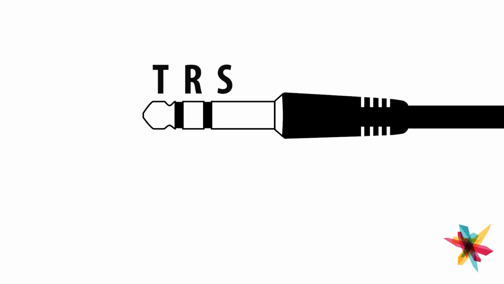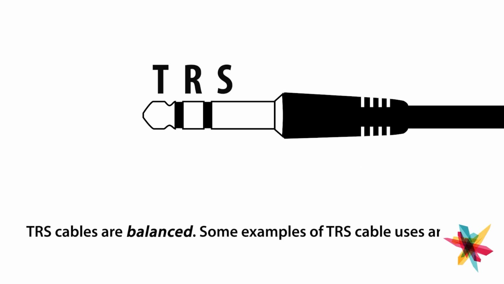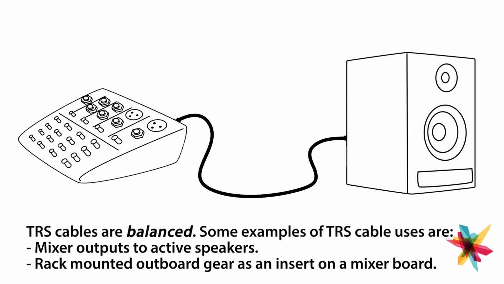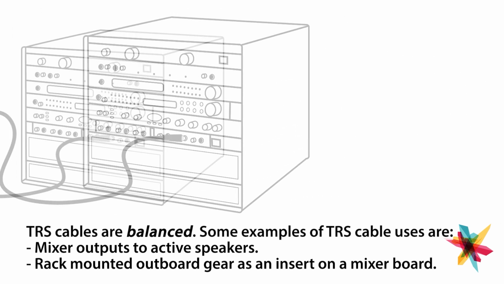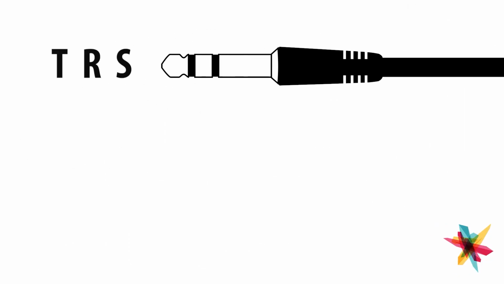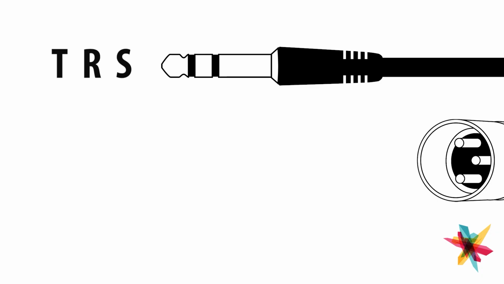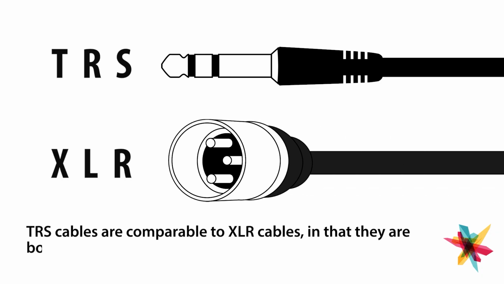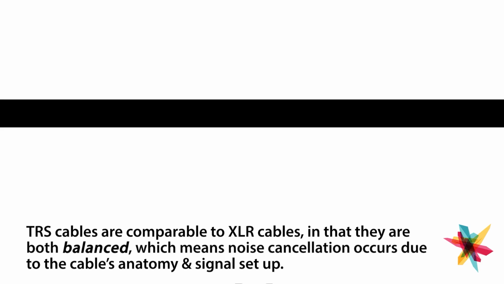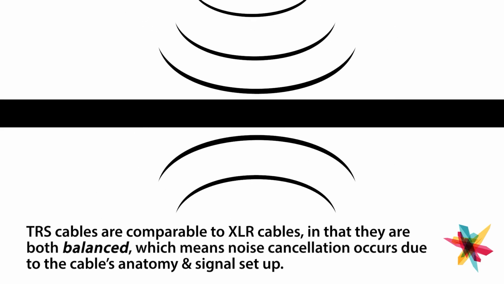First of all, TRS cables are balanced. You can use these kinds of cables to connect mixers to active speakers or to connect outboard gear as an insert to a mixer. TRS cables are comparable to XLR cables because they're both balanced connectors and they're equipped to deal with noise and outside interference.